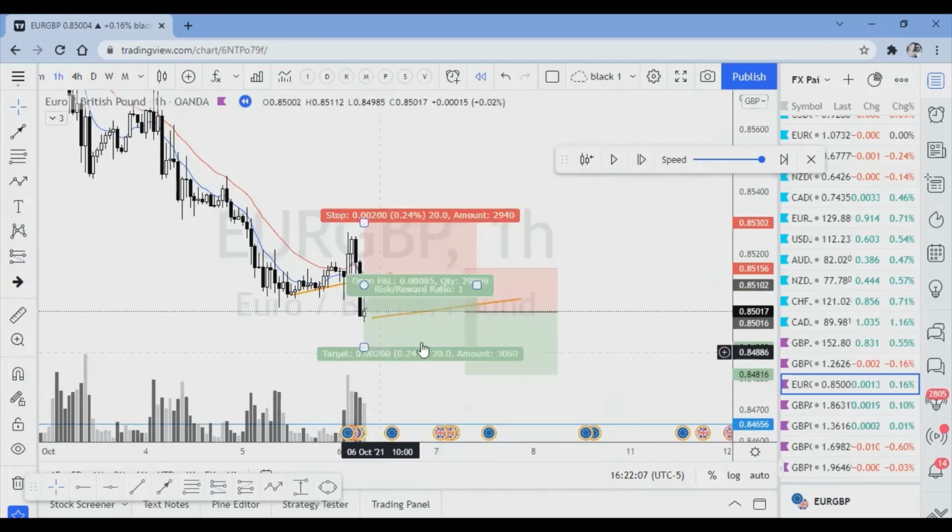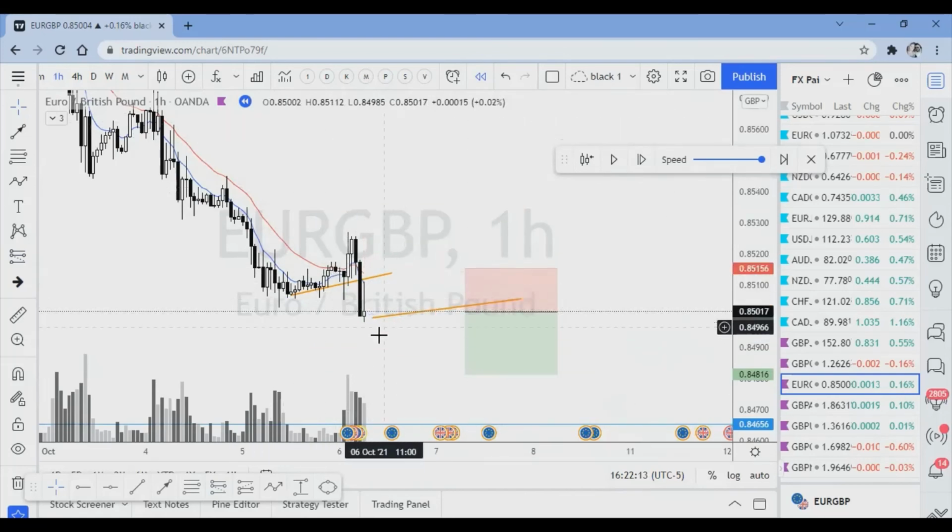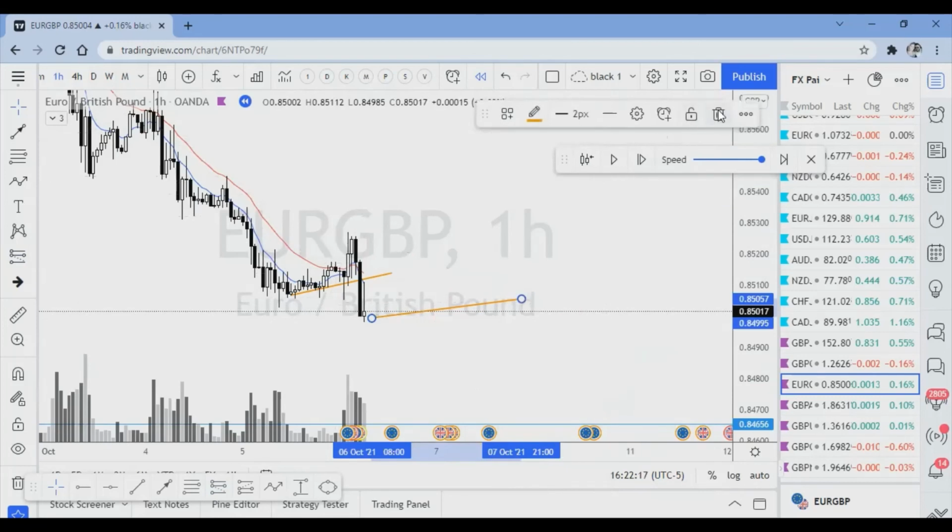And yeah, we would have had to wait until we got over here in order to be able to get out of that trade. But as you can see, it still would have worked out. It just would have taken a little bit longer than the other ones. So that's my trading strategy. Very easy, very simple technique that you can use.